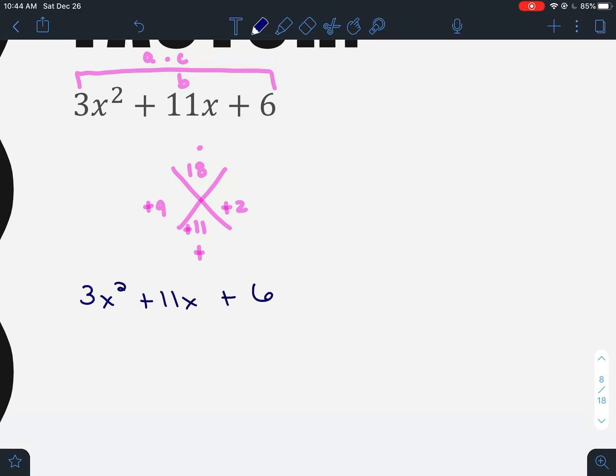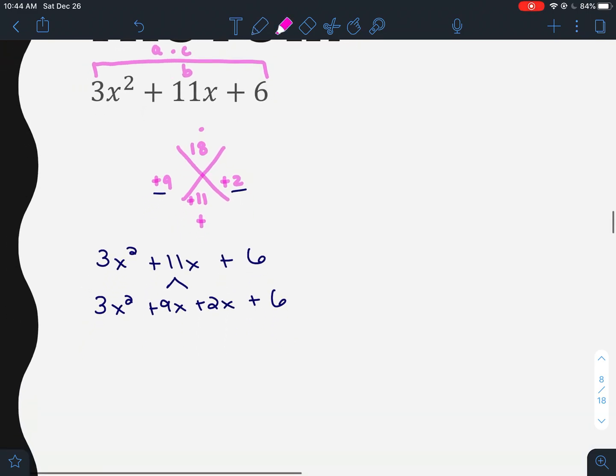So let's do factoring by grouping. So 3x squared plus 11x plus 6. We can break up that middle term using the 9 and the 2. So this would be plus 9x plus 2x plus 6. And then factor by grouping. So group together the first two terms, group together the second two terms, plus sign in the middle.